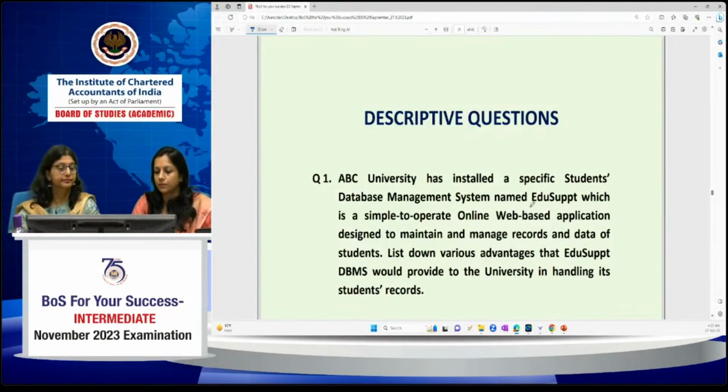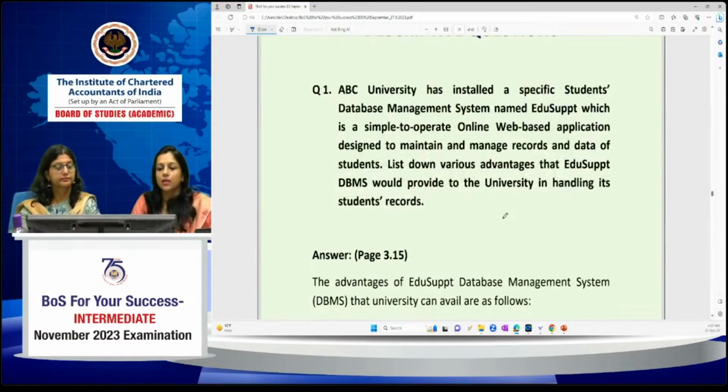Okay, now, this is a question. It says ABC University has installed a specific student database management system named EduSupport, which is a simple to operate online web-based application designed to maintain and manage records and data of the students. List down the various advantages that EduSupport DBMS would provide to the university in handling its records. Now it says list down the various advantages, so you have to list down all the advantages.